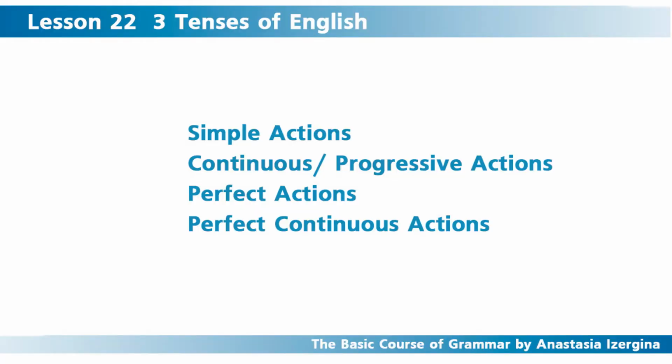They are types of actions. And there are 4 types of action in English: simple actions, continuous or progressive actions, perfect actions, and perfect continuous actions. Let's see the different graphs in order to see the difference between types of action. I think in graphical way it's going to be easier for you to understand the difference.